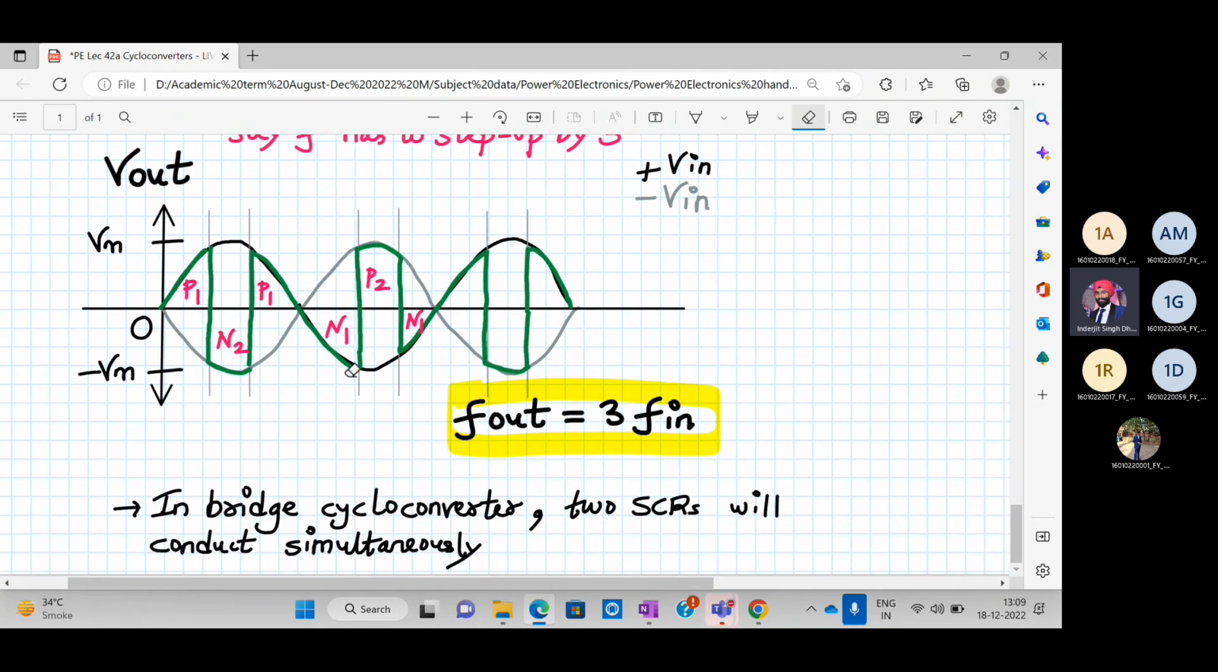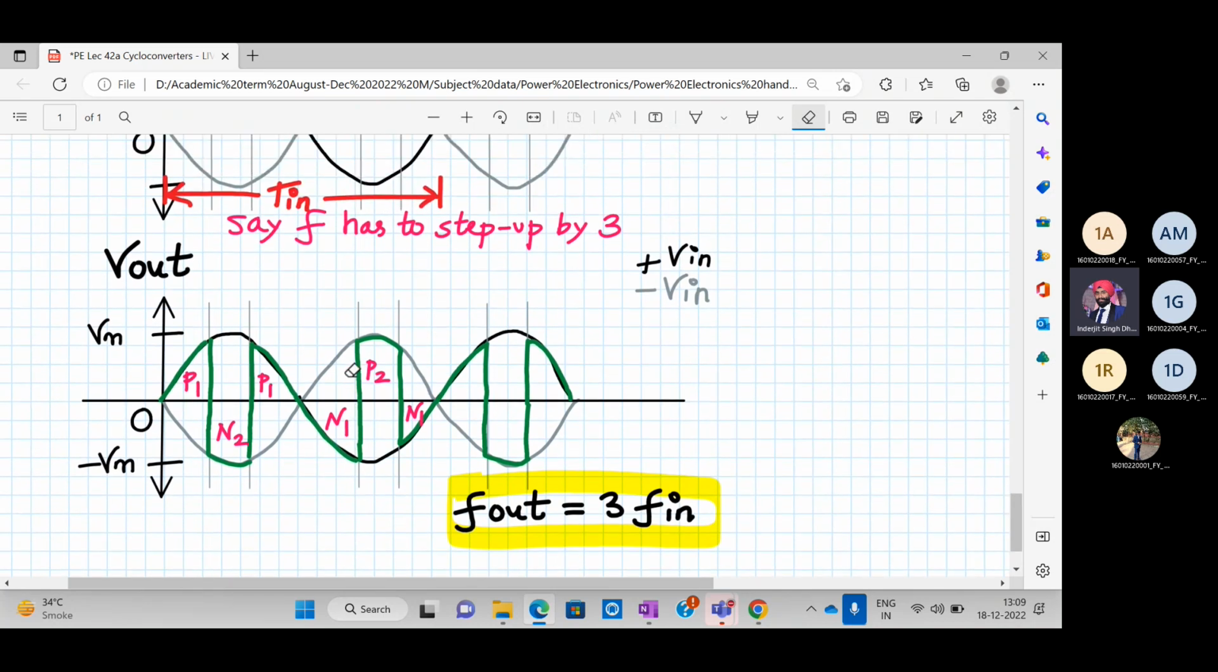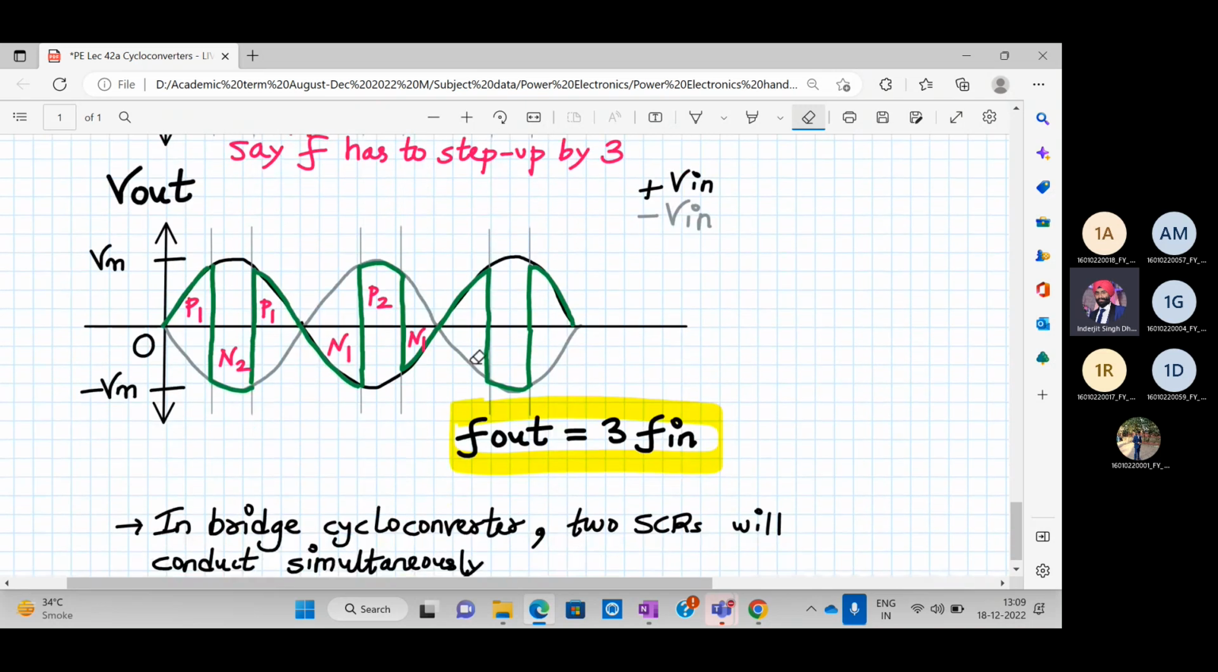It's called a bridge cycloconverter. The two SCRs will conduct simultaneously. Actually, this PDF was incomplete. I was about to write some theory, but then your lecture time started, so I stopped. This all takes some time. So this is the idea for a step up cycloconverter.